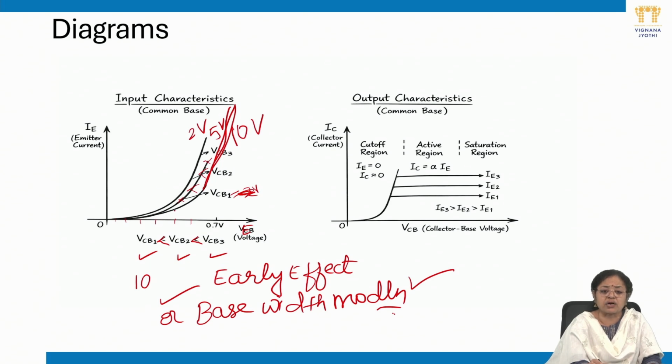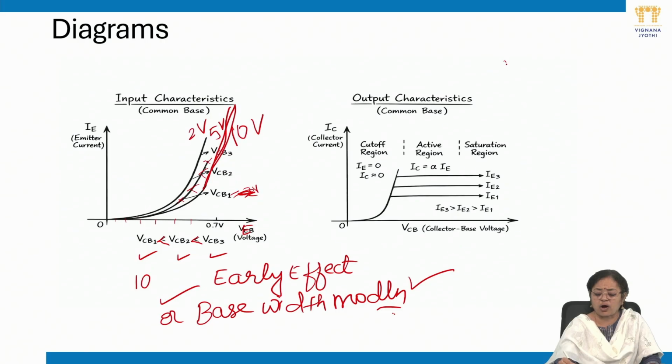This causes the emitter current to increase prior to the voltage. So this is the input characteristics for the common base BJT.